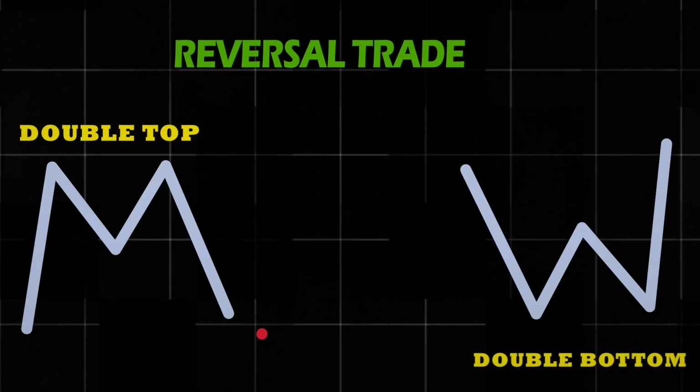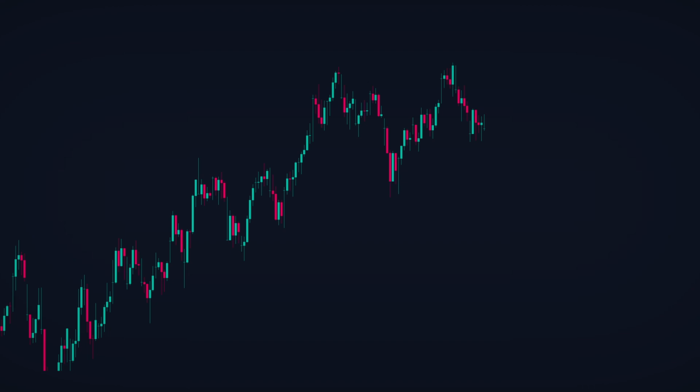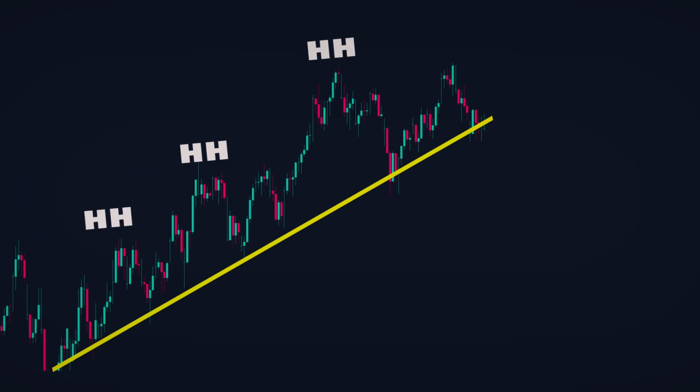Next, let's explore reversal trades. To execute reversal trades during a trend, we need to identify specific price action patterns. These patterns include the double top, double bottom, and trend-changing patterns. For example, if the market is in an uptrend, we draw a trend line below the candles like this. In an uptrend, forming higher highs is very important. However, in this case, the price has failed to make a higher high.